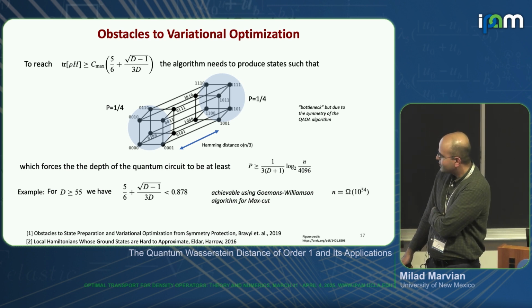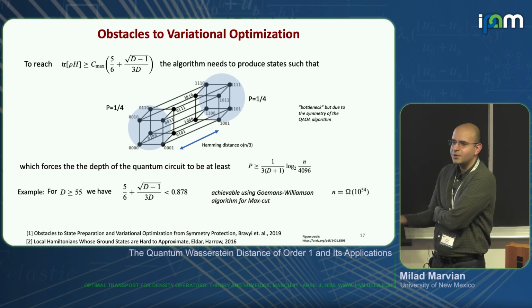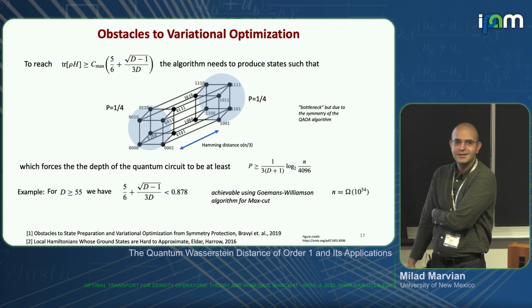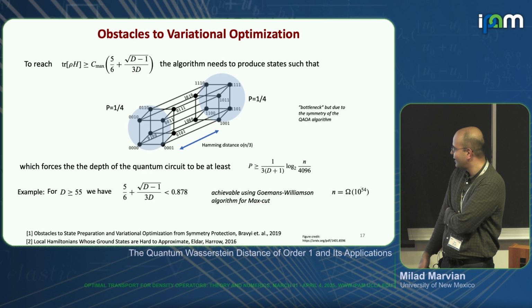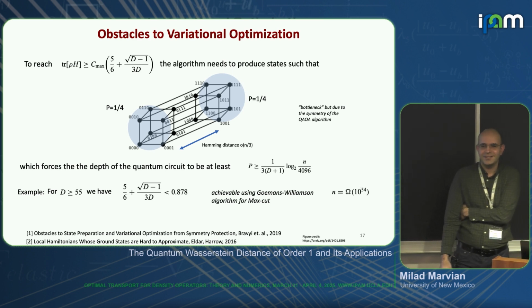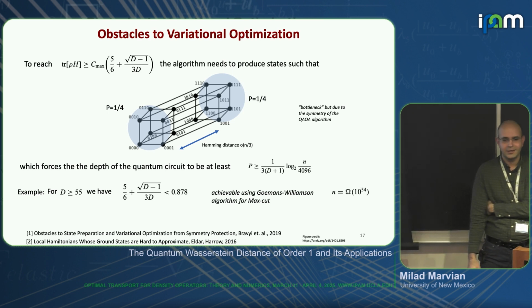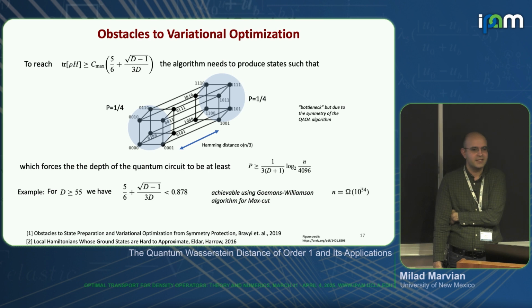Okay? Just as a teaser, you can ask, if I choose 55 and I want some non-trivial depth, for example depth 1, how many qubits do I need? And it's 10 to the power 54. Okay? So it's a theoretically interesting result, but it's not really ruling everything out. These constants matter.